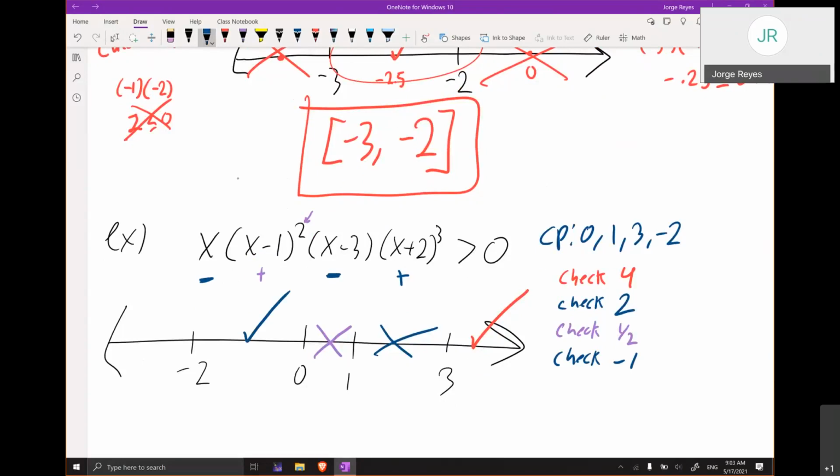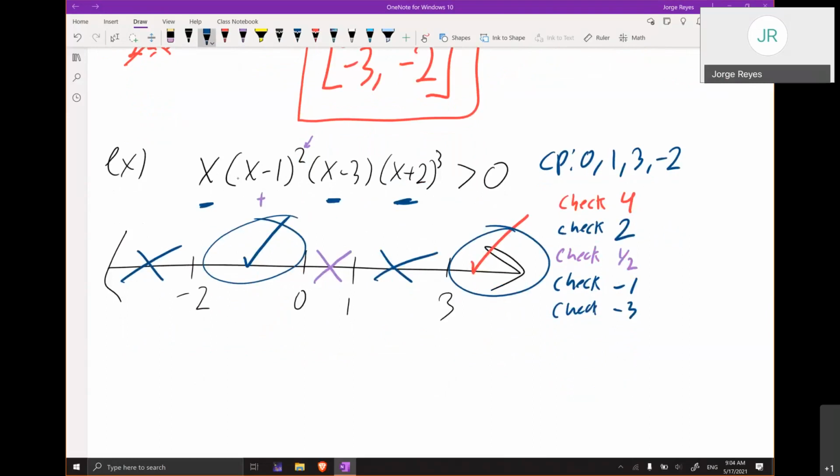And then lastly, I'm gonna check like -3. What happens? That means this one becomes negative, and then the whole thing is negative, which is bad. Okay. So we see that these are my answers. So in interval notation, that would be -2, 0, union 3 to infinity.